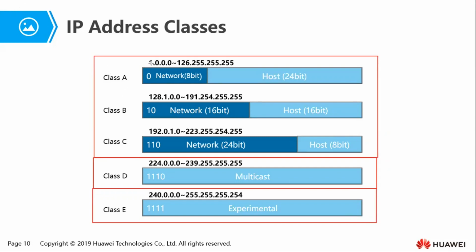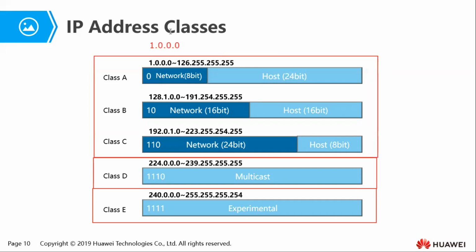So let's go back to class A. With class A, it is all the way from 1.0.0.0 all the way to 126.255.255.255. So I just want you to realize here that we have left out this particular address 0.0.0.0. It's not included in class A. We're actually starting from 1, like that.